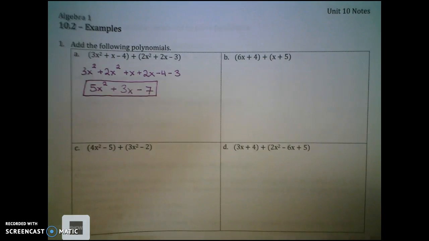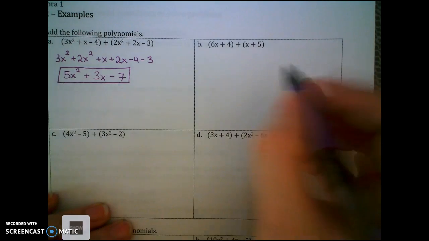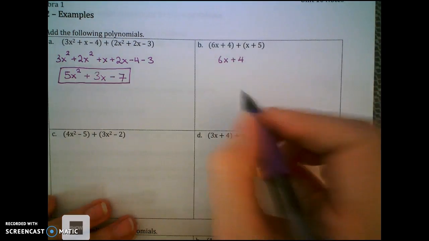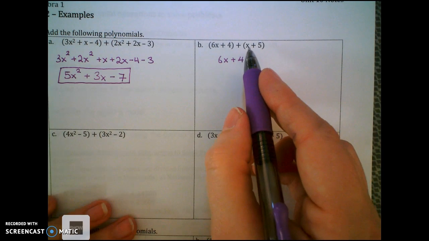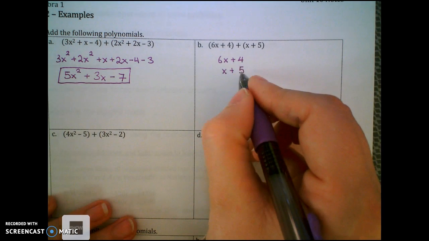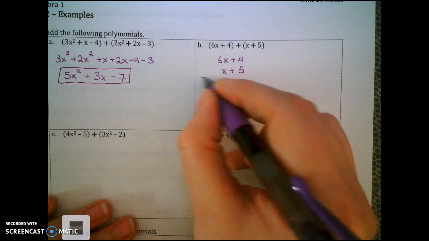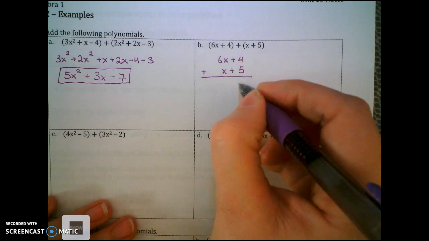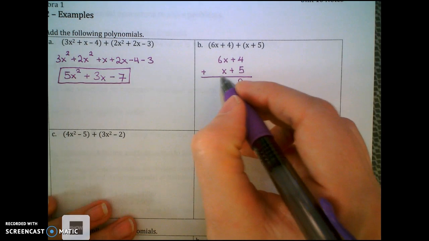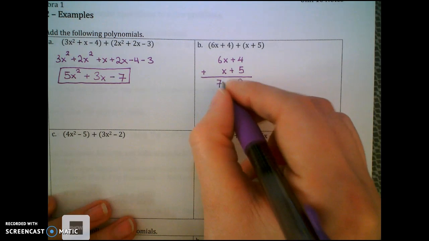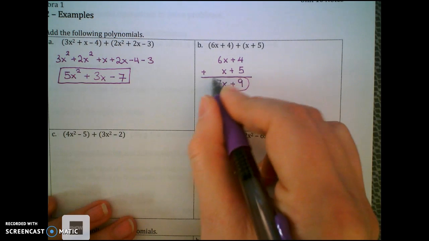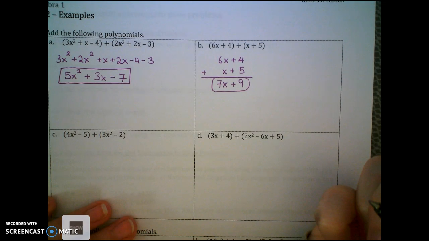For B, let's use the vertical method. I will line up my first polynomial here and my second polynomial, x plus 5, below, making sure that I line up my constant terms and my x terms. And then I will just add down. 4 plus 5 gives me 9. 6x plus 1x gives me 7x. And everything here is positive, so my answer is 7x plus 9.